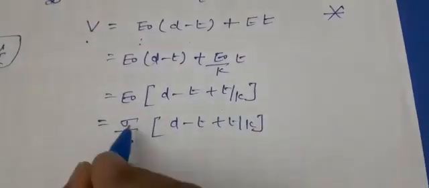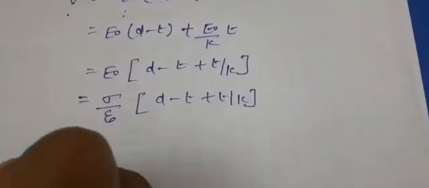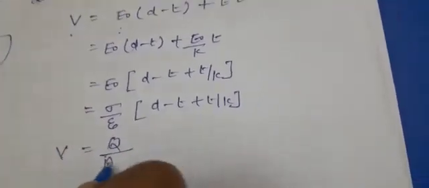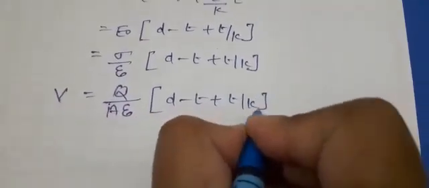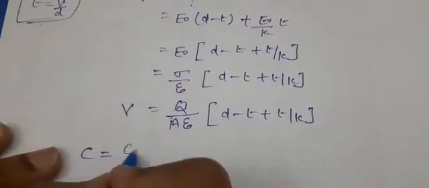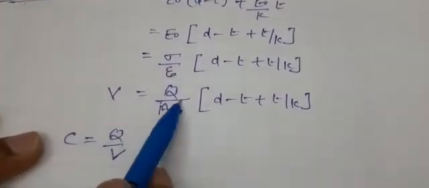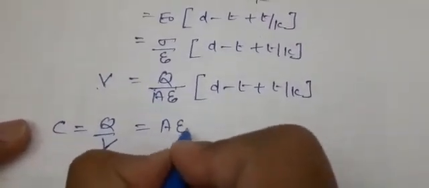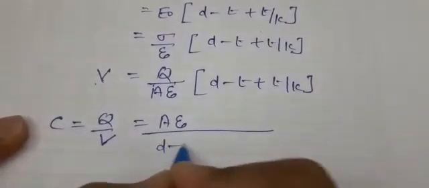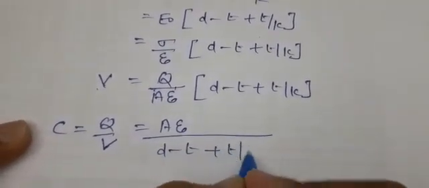Further converting this surface charge density into the charge, it is q upon a, because charge on the capacitor is q. So here it is d minus t plus t by k. Now what we have to obtain? Capacitance. Capacitance is q upon v. So from here if you calculate q upon v, it will come out to be a epsilon naught upon d minus t plus t upon k.